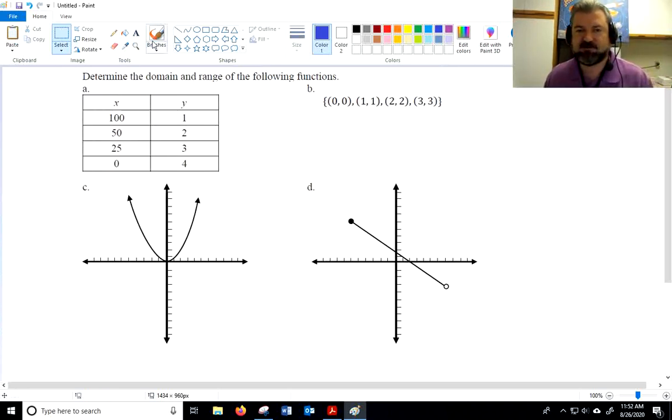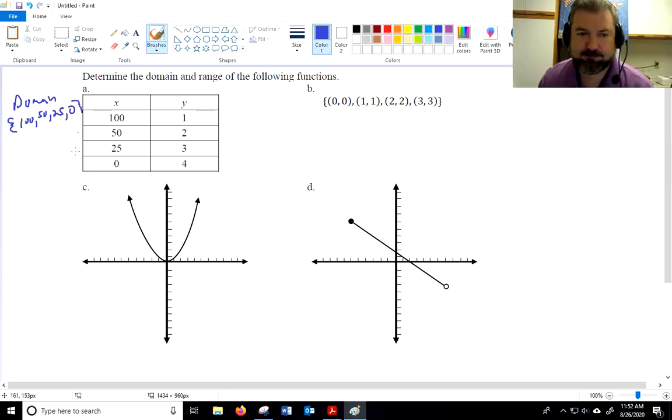All right, let's see how we did. For part A, the domain here is 100, 50, 25, 0. The range is 1, 2, 3, and 4.